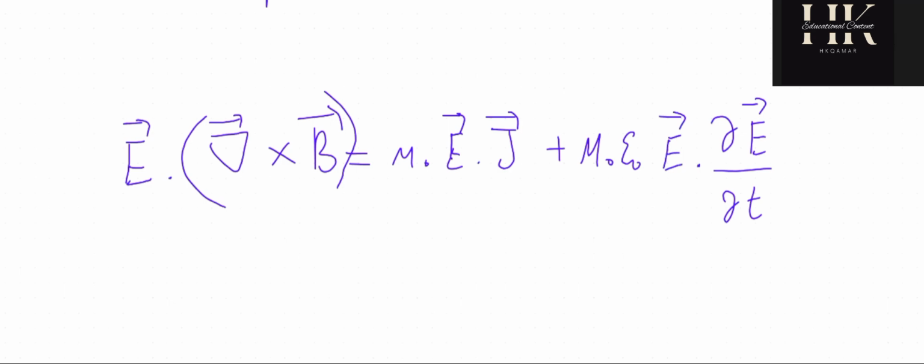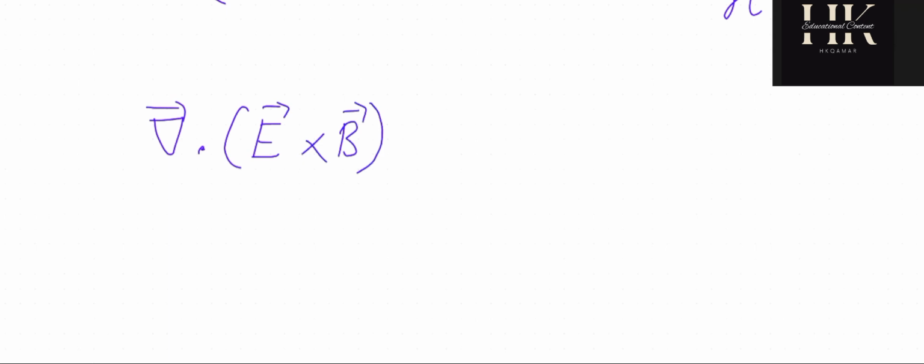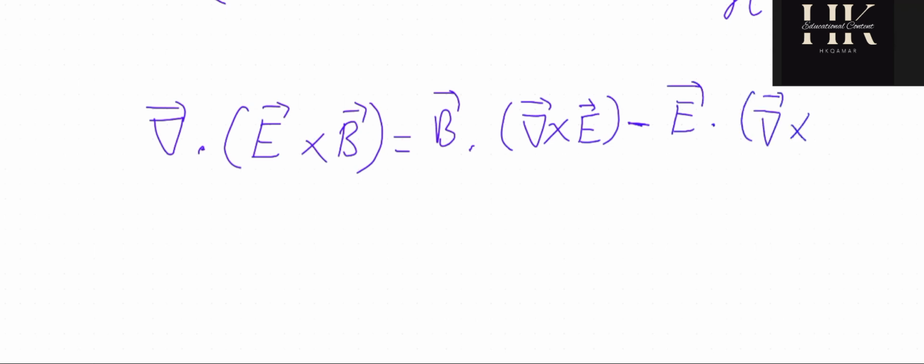The next step is that you need to know the vector identity. There is a vector identity which can be written as del dot (E cross B) equals B dot (del cross E) minus E dot (del cross B). Here E is the electric field and B is the magnetic field.